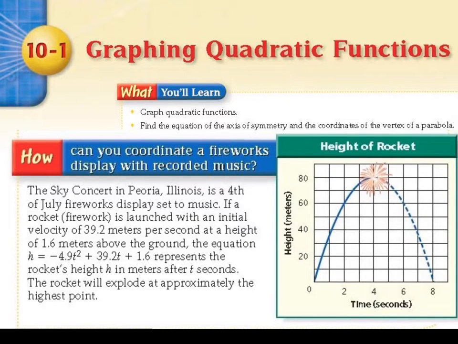The Sky Concert in Peoria, Illinois is a 4th of July fireworks display set to music. If a rocket, firework, is launched with an initial velocity of 39.2 meters per second at a height of 1.6 meters above the ground, the equation h equals negative 4t squared plus 39.2t plus 1.6 represents the rocket's height h in meters t seconds after it's launched. The rocket will explode at approximately the highest point.